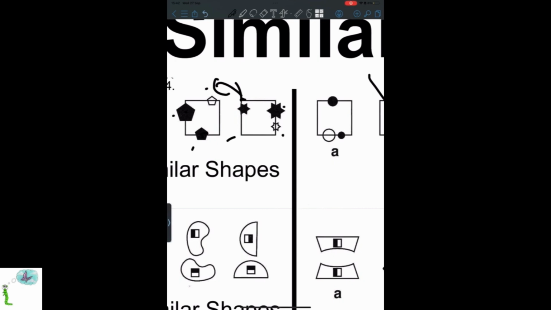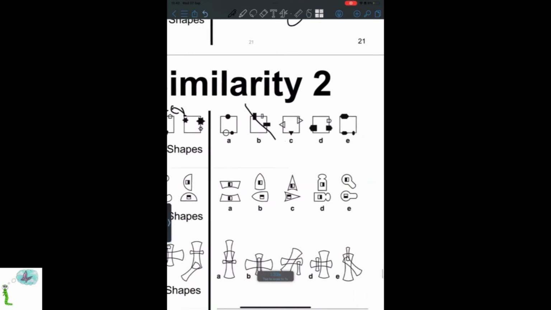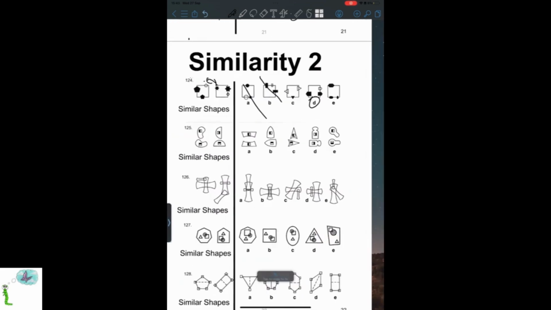objects. Now we can look at the size of the objects. So this one's a bit bigger. This one's a bit bigger. Okay, so it looks like the black object always has to be a bit bigger than the white. That's why I'm going to choose D instead of A.